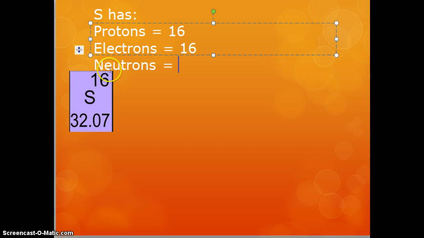How many neutrons? 32.07. Is it going to round up to 33 or round down to 32? Think about money. If you have $32.07, you almost have $32. So 32 minus 16 equals 16. In this case, the number of neutrons is the same as the protons and electrons. That's okay. Sometimes that happens for atoms, sometimes it doesn't.